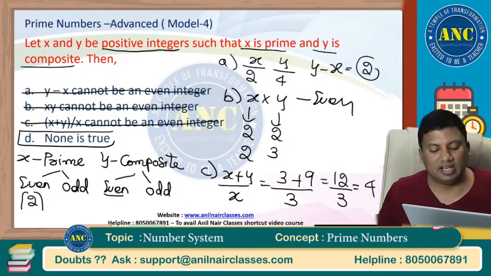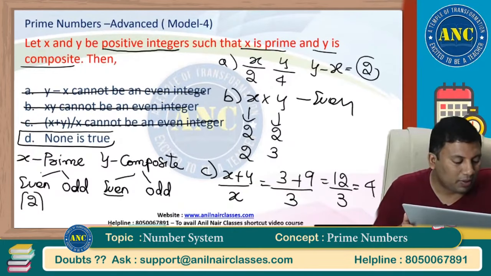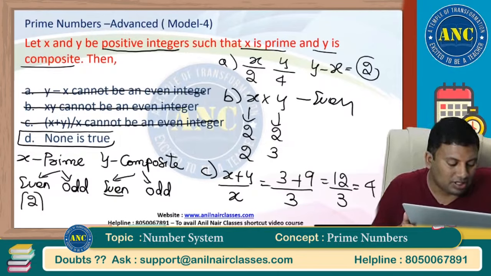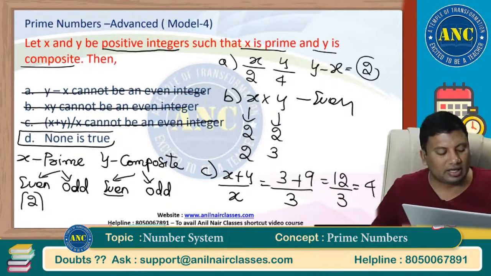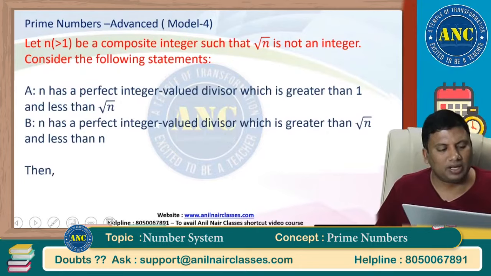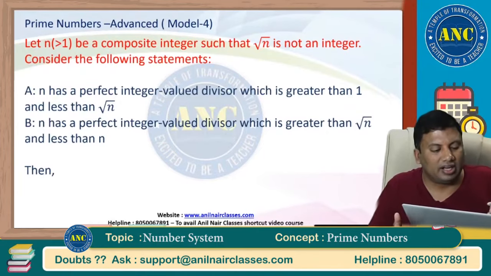A previous year CAT question, sir. So here prime number means x can be even, x can be odd. Composite means it can be an even number, it can be an odd number. Here the only value it can take is even. Very easy question, sir. There is not much complication. Next, another variety of question.